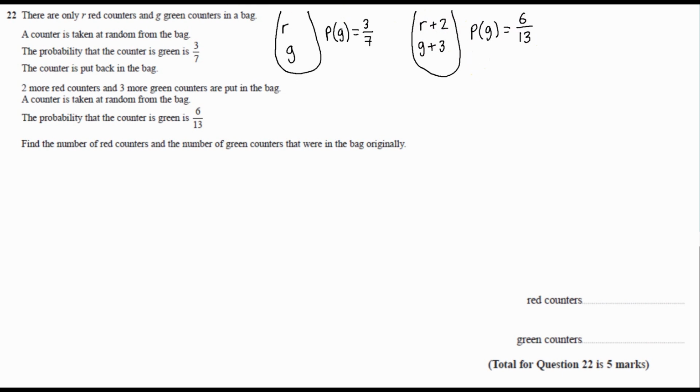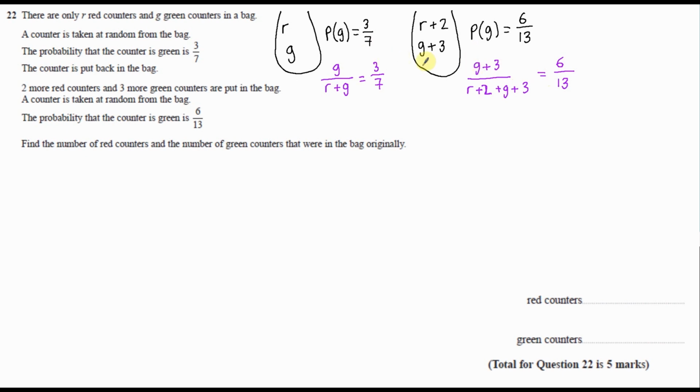Okay, so to work this out, first of all, let's write this as an expression. What is this actually telling us? The probability that it's green will be the number of greens out of the reds and greens, which will be 3/7. The probability that it's green in this bag, however, will be however many greens, so that's G plus 3 over R plus 2 plus G plus 3, and that equals 6/13.